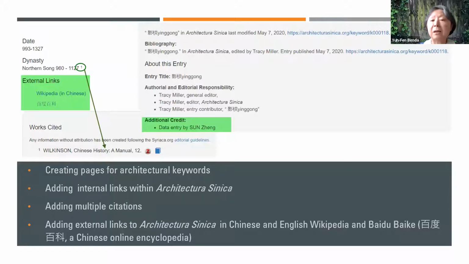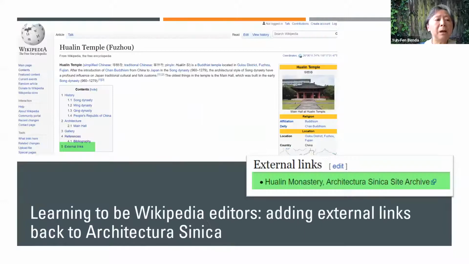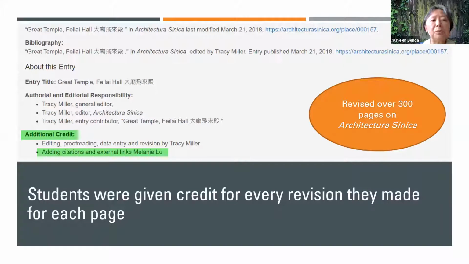They added links in the database to external sources, specifically Chinese Wikipedia and English Wikipedia, and also Baidu Baike, which is a Chinese online encyclopedia. Fellows also added links from appropriate pages in English Wikipedia to Architectura Sinica, thus making the database visible to a wider audience. They ultimately added more than 3 pages, and their names appear on the pages that they worked on.